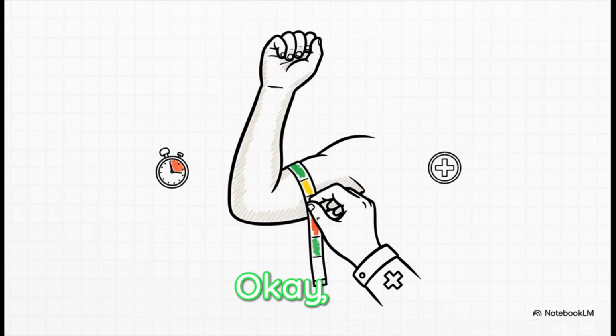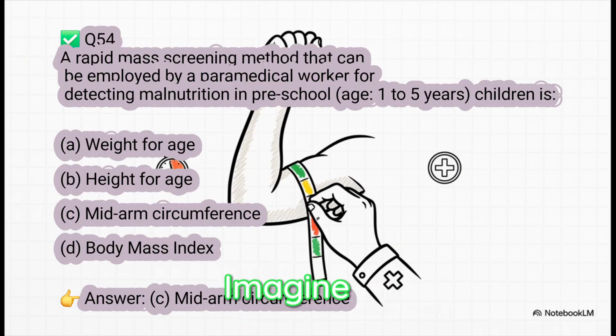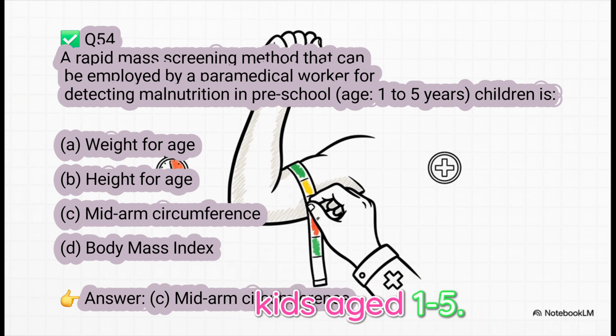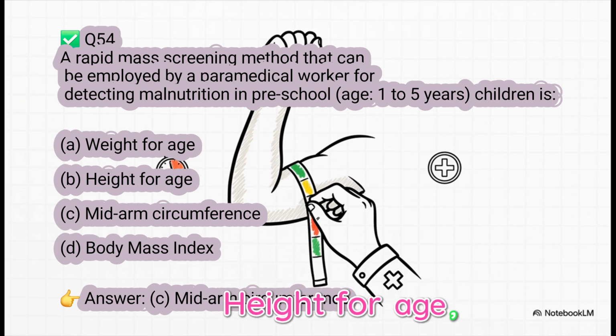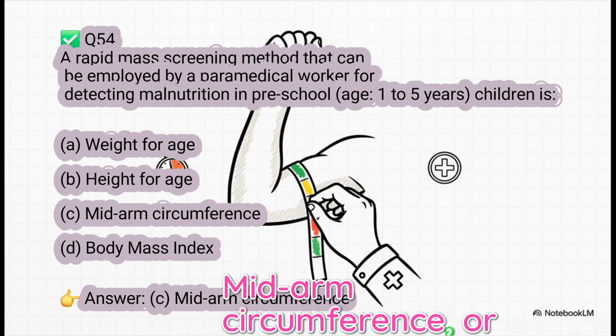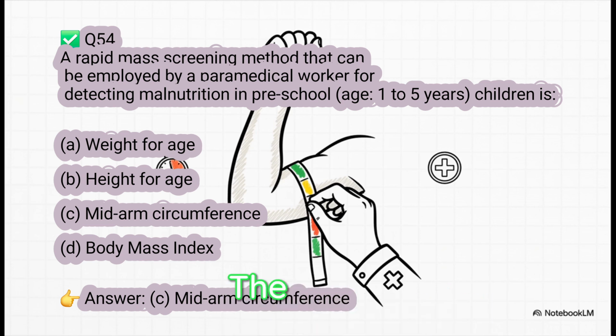Okay, question 54. Imagine you're a paramedical worker in the field. You need a rapid method for mass screening for malnutrition in kids aged 1 to 5. What do you use? A, weight for age, B, height for age, C, mid-arm circumference, or D, body mass index? The answer is C, mid-arm circumference, or MUAC.